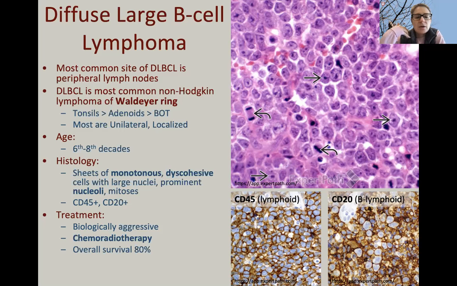But there's also B symptoms, right? Whereas a tonsillar cancer might not have additional B symptoms, they'll probably have a metastasis in the neck. These are monotonous sheets of B cells, which express CD45, which is a generic lymphoid marker, as well as CD20, which is a specific B cell marker. These tend to be more aggressive. They certainly will be treated with chemoradiation.